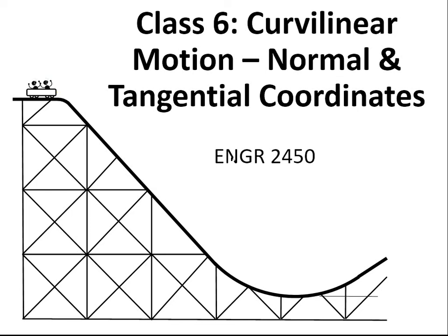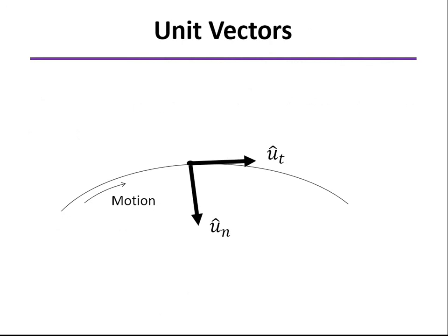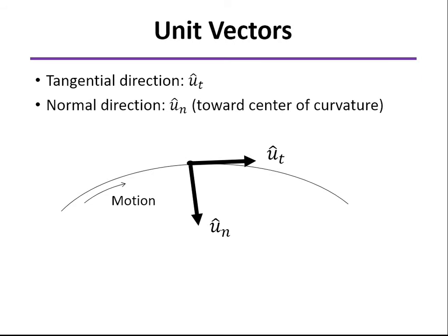Continuing today with curvilinear motion, we introduce a new coordinate system of normal and tangential components. We start out by defining our two unit vectors. As you can see here, the tangential unit vector, of course, is going to be tangent to the curve, and the normal vector is going to be toward the center of curvature.